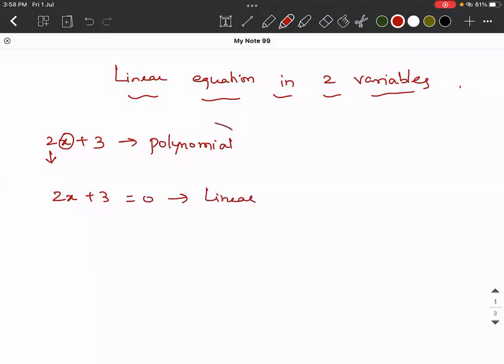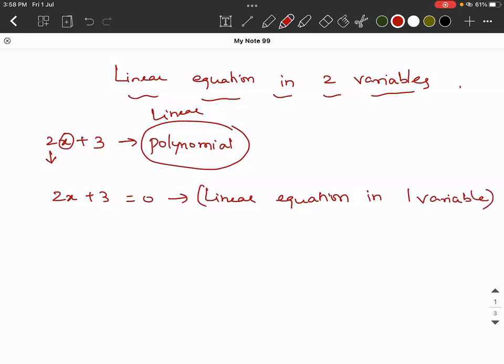So basically, what polynomial is this? 2x plus 3 is what polynomial? It's called a linear polynomial. Then to that linear polynomial, if we equate it to 0, you call it a linear equation. So more specifically, I can call it a linear equation in one variable. Is that clear? So this is a linear equation in one variable. Right?